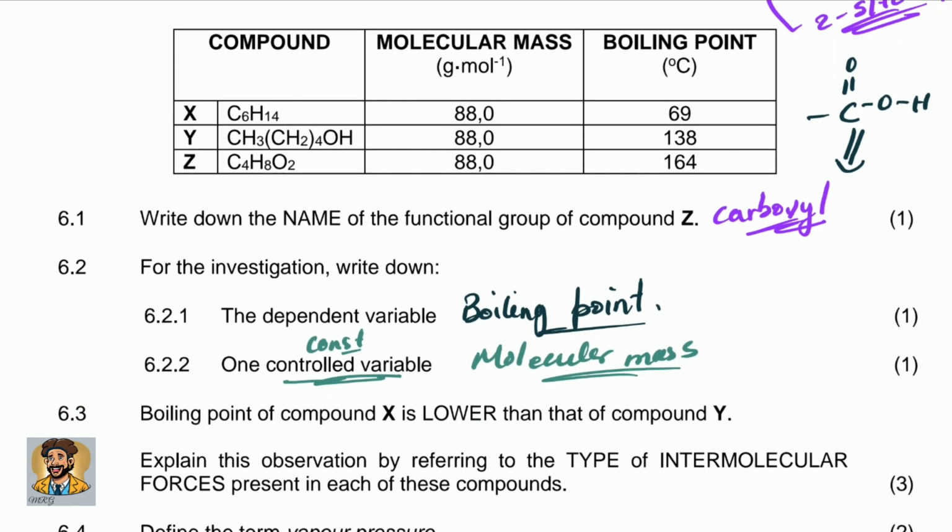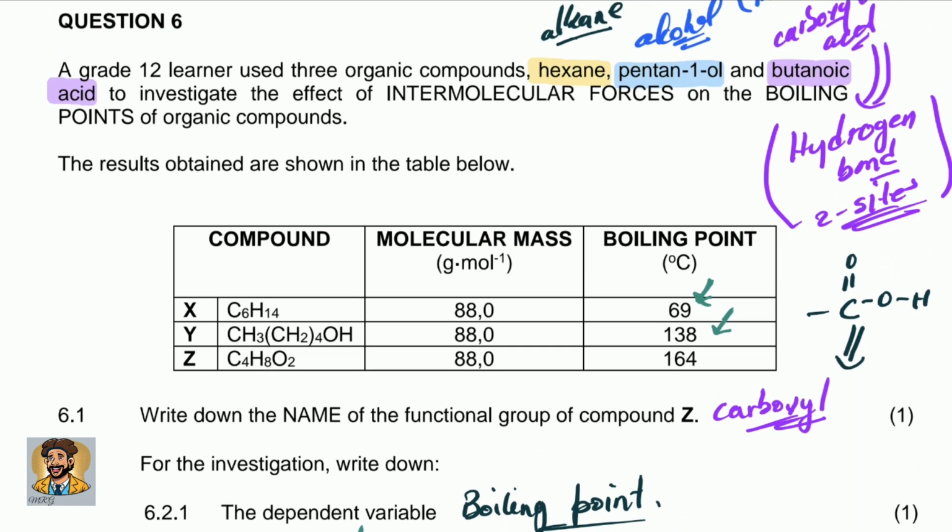Boiling point of compound X is lower than that of compound Y. You can see it there. The boiling point of X is 69 and the boiling point of Y is 138. It's a big difference there. Explain this observation by referring to the type of intermolecular forces present in each of the compounds. We already spoke about that one in here. So we're going to just organize our ideas.